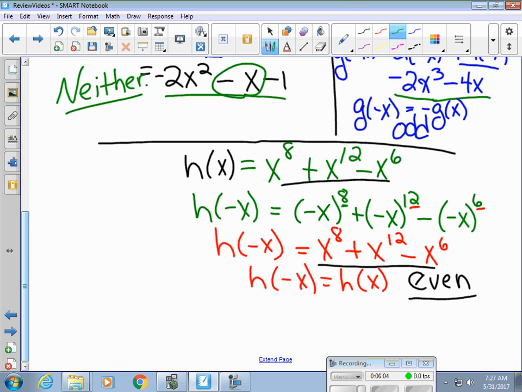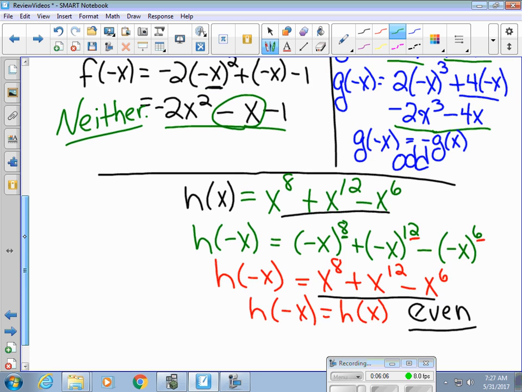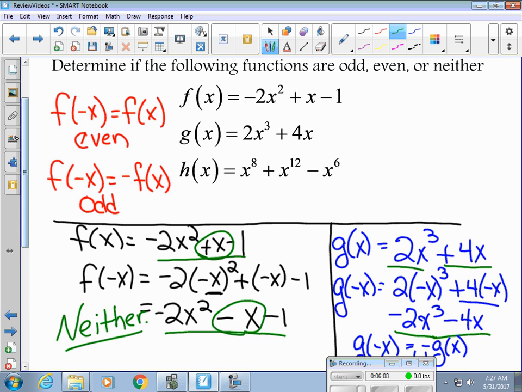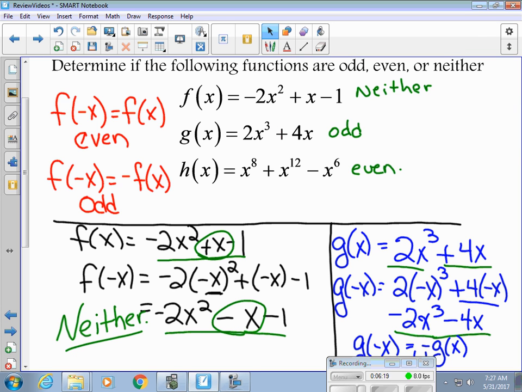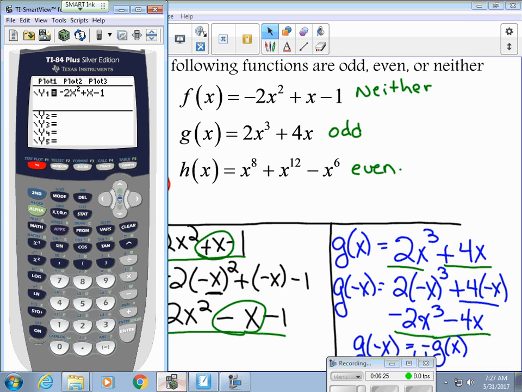So we had, what did we have? Neither, odd, even, right? So we had neither, odd, and even. Okay. So let's see what it looks like on the calculator. The very first one I'm going to put into the calculator is the first one. So I'm going to show you. I kind of did this a little differently. If I put that in, I'm going to actually put it in when I put the negative in.